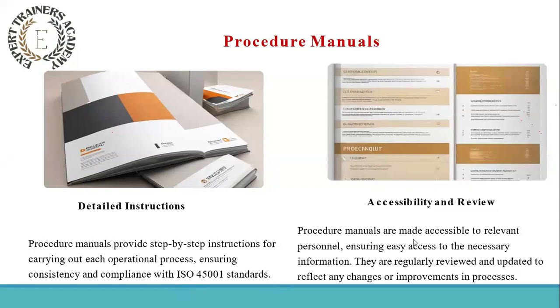Accessibility and review. Procedure manuals are made accessible to relevant personnel, which means it should be easily accessible and only for the relevant personnel, ensuring easy access to necessary information. They must be regularly reviewed and updated to reflect any changes or improvement in the processes.